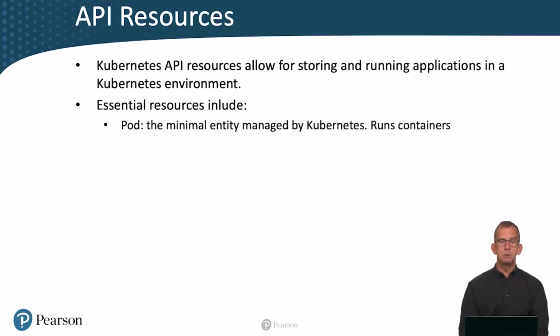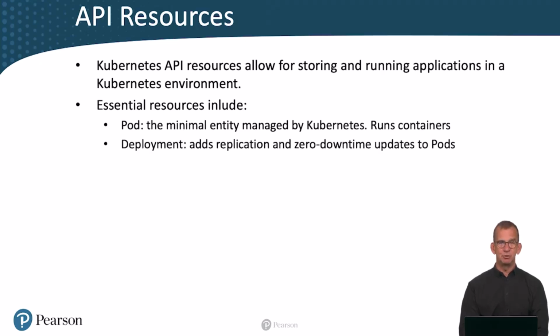Well, it all starts with the pod. The pod is the minimal entity that is managed by Kubernetes. And pods run one or more containers. So Kubernetes is not starting a container. Kubernetes is starting a pod. It doesn't know about containers. And one important feature of the pod, for instance, is the IP address. Containers don't have an IP address.